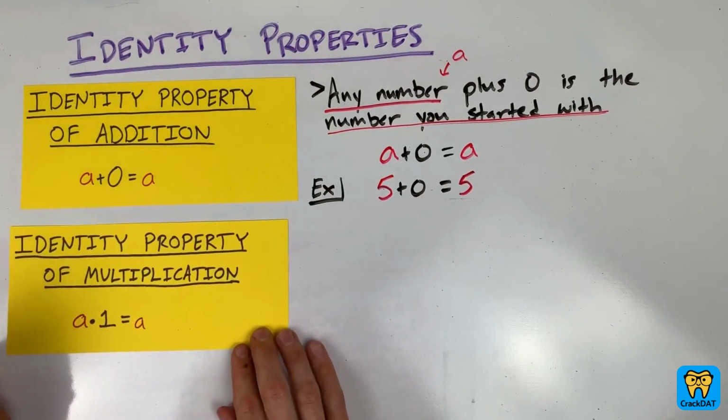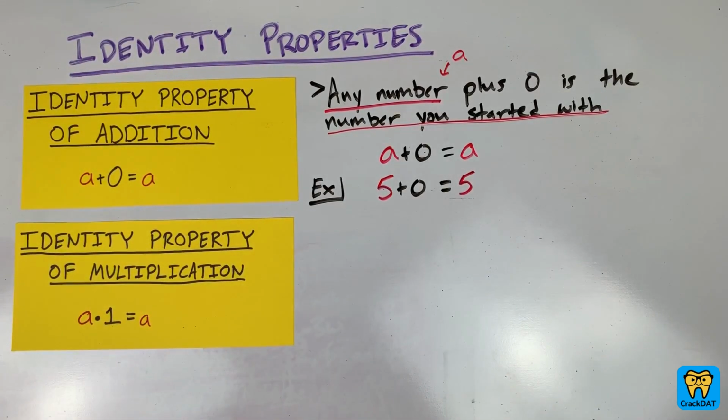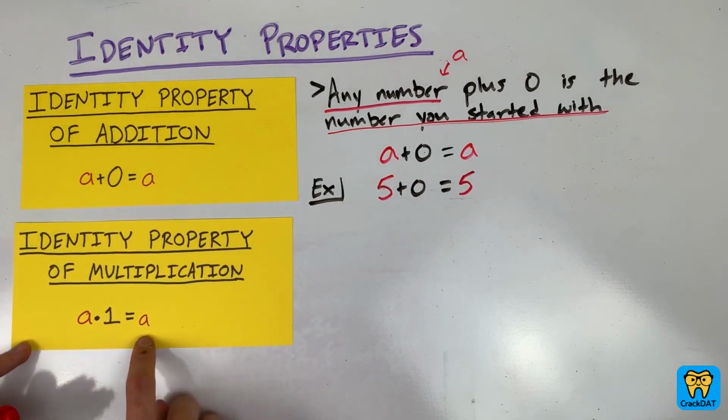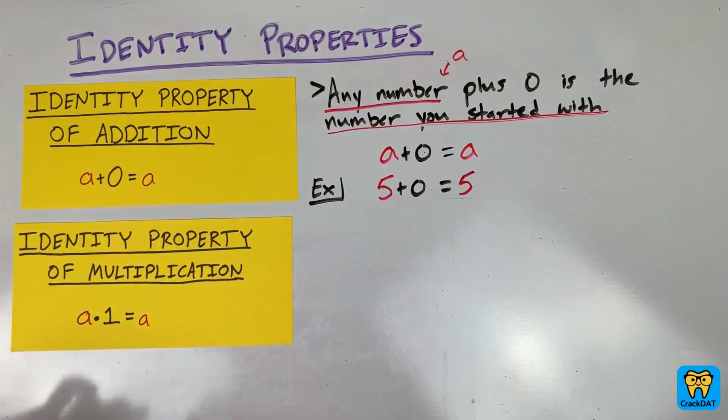Next up, we have the identity property of multiplication, which can be written as a times 1 equals a, where again a is a variable that could be any number.